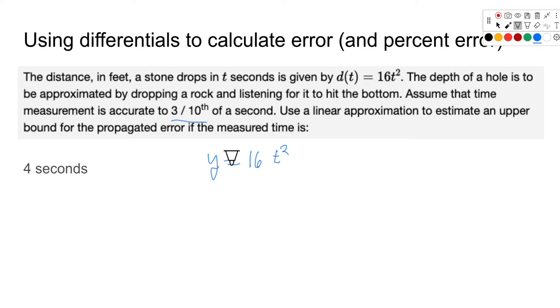So what do we want to do? We want to get the differential. Take the derivative of both sides. So the derivative of y is 1 dy. The derivative of the other side is going to be the 2 comes down, multiplies times 16, 16 times 2, 32. Subtract the 1 from the exponent, so that's t to the 1 power. And then we've got the dt.